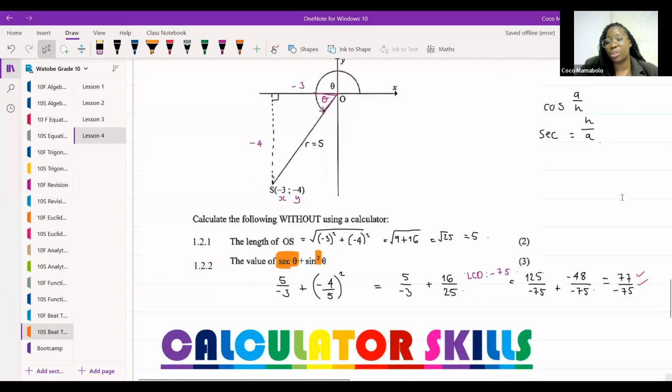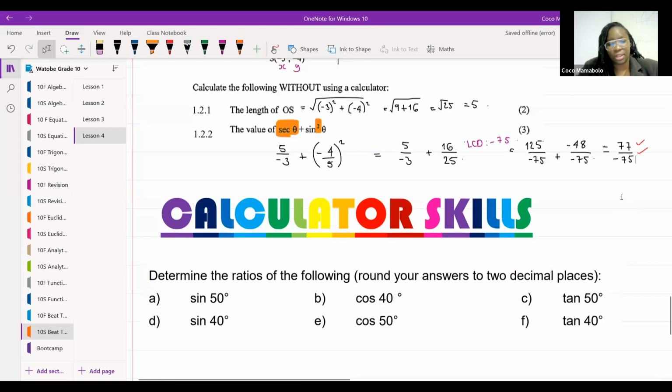All right. The last thing we're going to do for today is calculator skills. Okay. Which literally, guys, just pick up a calculator. Make sure that your calculator is in degrees. And all you're going to do, guys, is you're just going to practice putting the numbers into your calculator. Sine 50, close brackets. Remember to close bracket.